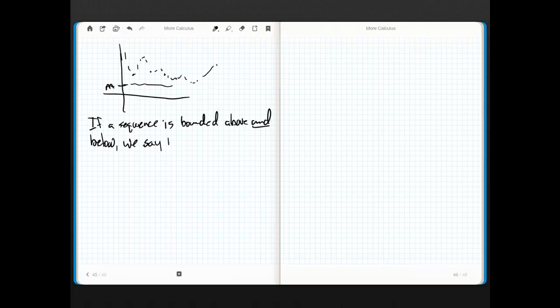We say the sequence is bounded. That just means that it's hedged in between two values. It's contained between two values. All right, so there's a difference between bounded above, bounded below, and bounded.